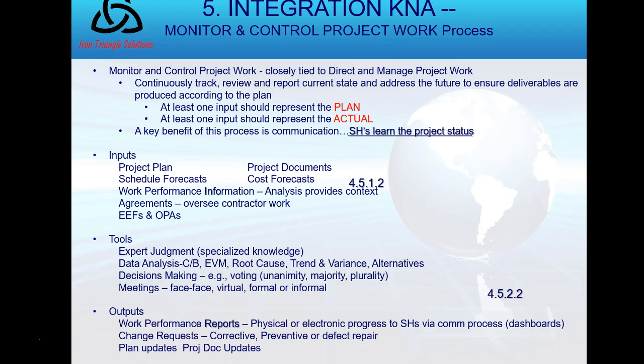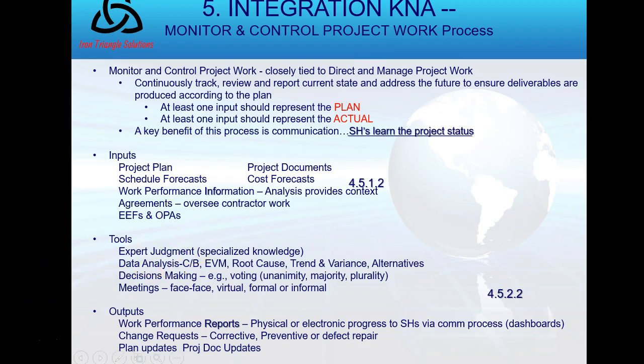Agreements that we've already talked about, and EEFs and OPAs. My tools become expert judgment again. Remember, individuals or groups with specialized knowledge. Data analysis, including cost-benefit analysis, which is CBA. EVM is earned value analysis, or it could be EVA. Root cause analysis. Where is my problem really coming from as I try and investigate potential changes? Trend and variance analysis. Where am I trending? That's why the inputs are the forecasts listed above. There's decision making as a tool. We can vote. Either we're all unanimous, or there's a majority, or a plurality. A plurality is that 30% say this, 40% say this, 20% say this, and 10% say this. Nobody has a majority, but the plurality says go with the group that has 40%.